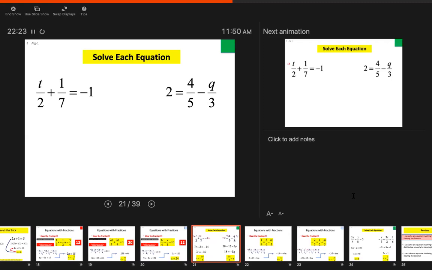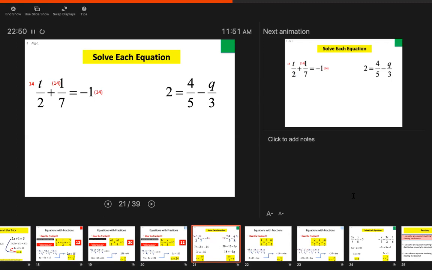All right, you want to do the one by yourself? You want to try it with me? Do it together. All right, let's do it together. Do I have the steps here? I do, okay. So common denominator, the one on the left is 14. I'm gonna multiply everything by 14. Everything by 14. The first fraction, the second fraction, and the negative one, I'm also gonna multiply by 14.